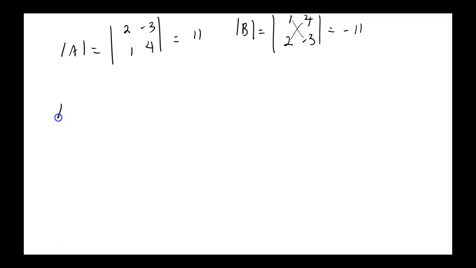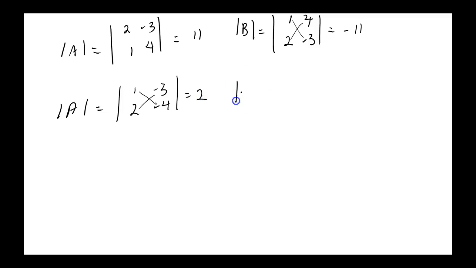New A. This time it's 1, negative 3. Similar to the last one, but not the same. And 2, negative 4. Okay? Let's do that determinant. What do we get? Negative 4 plus 6 is 2.